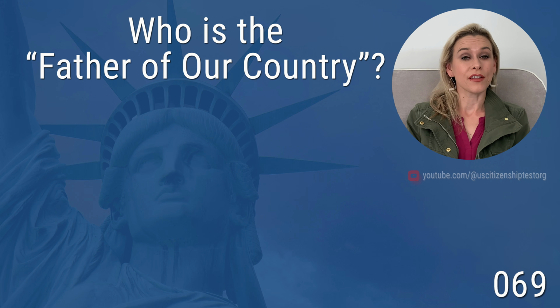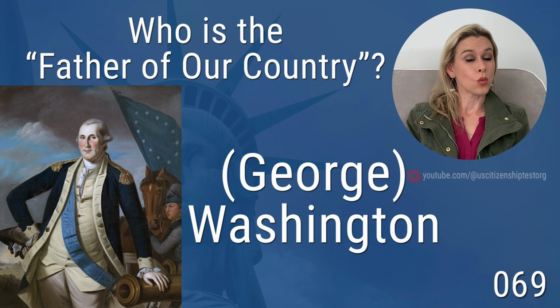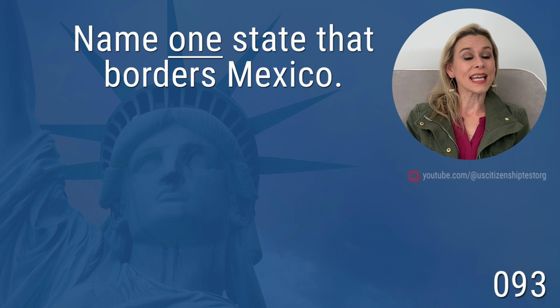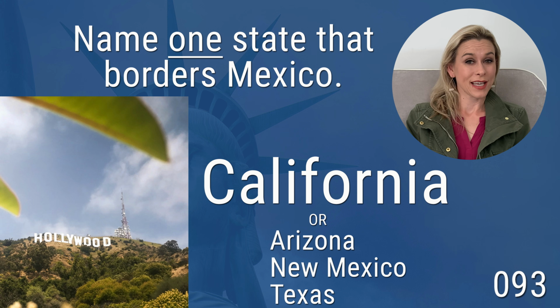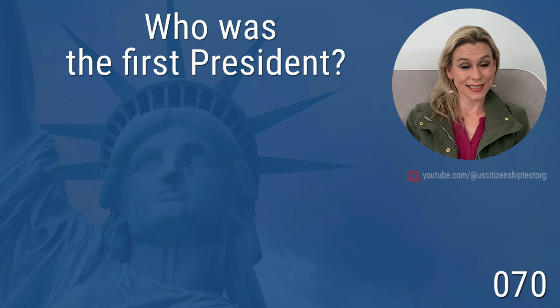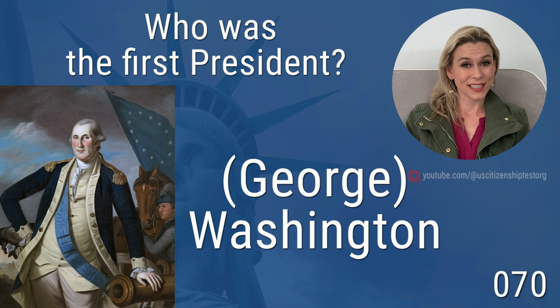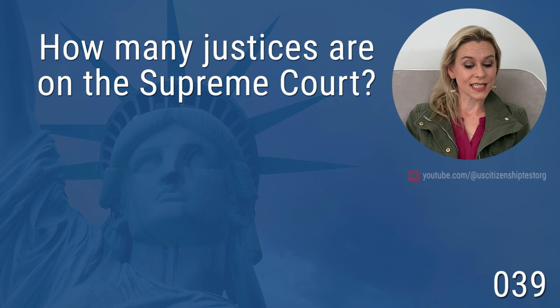Who is the father of our country? George Washington. Name one state that borders Mexico. California. Who was the first president? George Washington. How many justices are on the Supreme Court? 9.